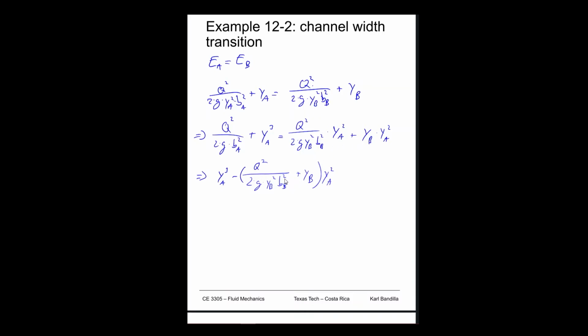We don't have a ya term, so 0 to the first power we don't have one, but to the 0 power we have q squared over 2 times g times bb squared, and all that is equal to 0. Of course, this is a third order polynomial, so we should be able to solve that relatively easily. But to do that, we need to put some numbers in. So let's see if we can fit this all together.